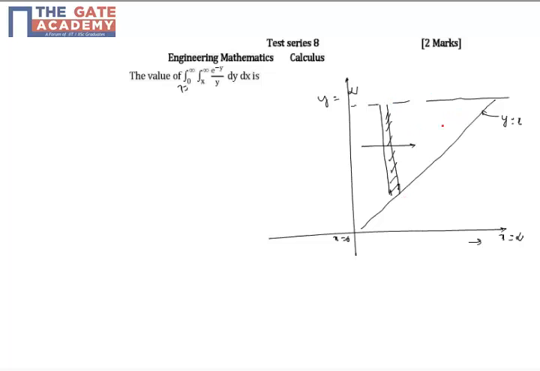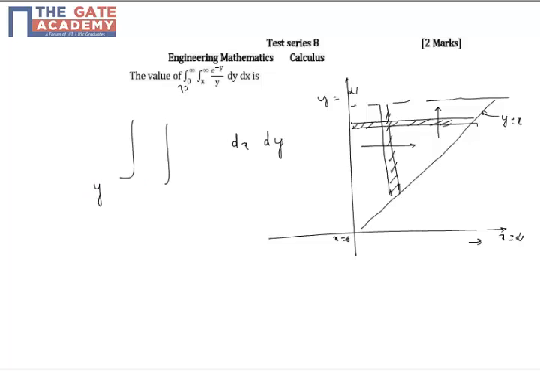Now I want to change the strip, that is the change of order of integration. So instead of selecting a vertical strip, now I will choose a horizontal strip. This strip is moving from down to up. So what are the limits of this horizontal strip? Now the order of integration is changing. That means this will become dx and this will become dy.